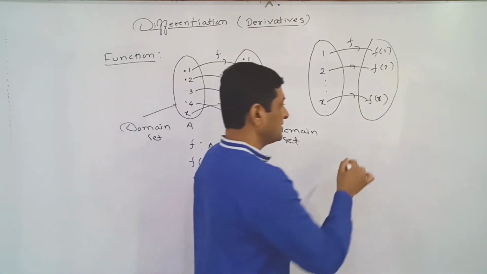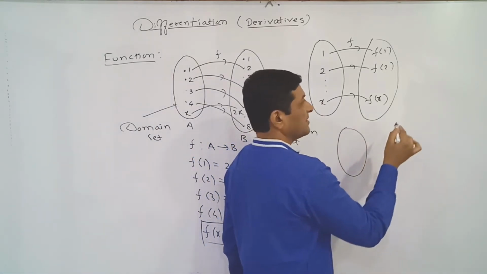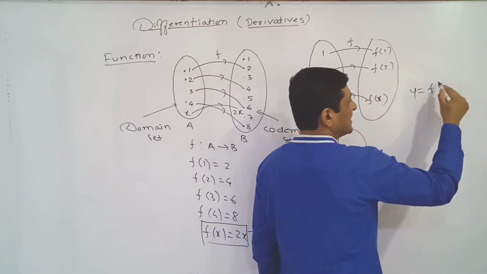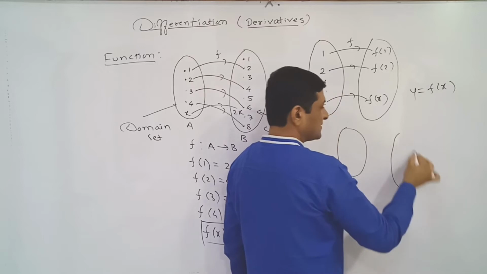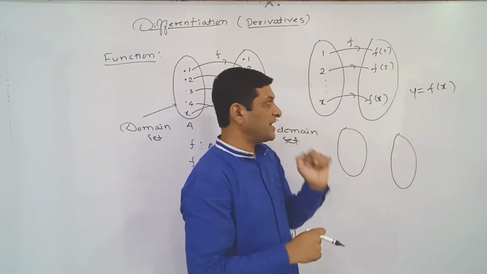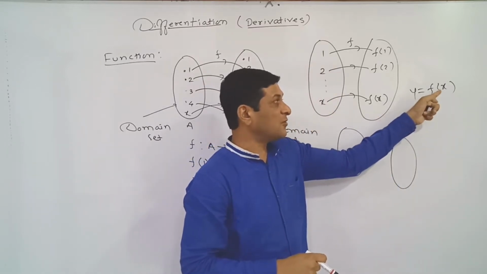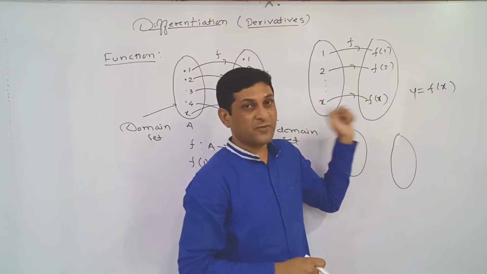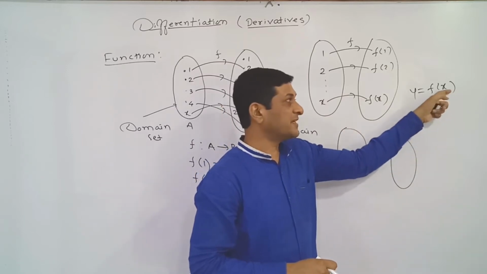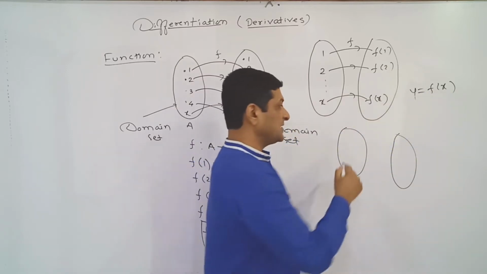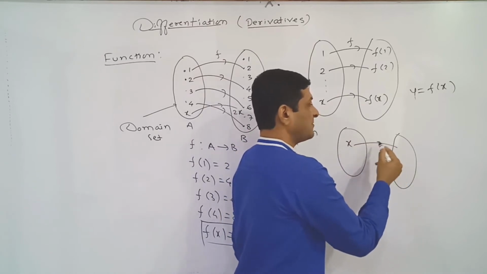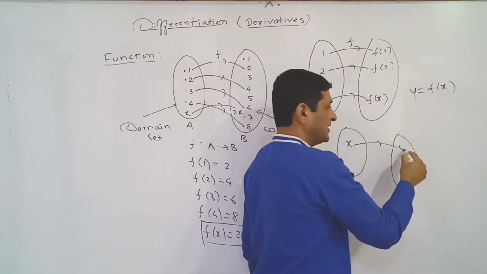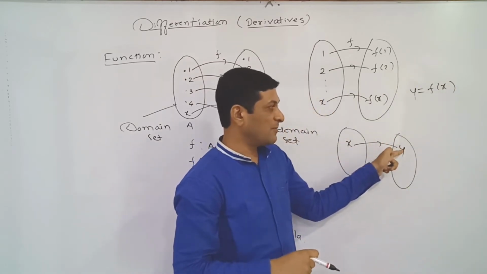Sometimes for simplicity functions are denoted by y. Here the function we have denoted by f of x. So here we can say that y is equal to f of x. This means the element in the domain set we denote by x, and the element in the codomain set is denoted by f of x. For simplicity, this f of x is also denoted by y. If we are denoting f of x by y, then the image of x is f of x, but f of x is y. So image of x we are denoting by y.